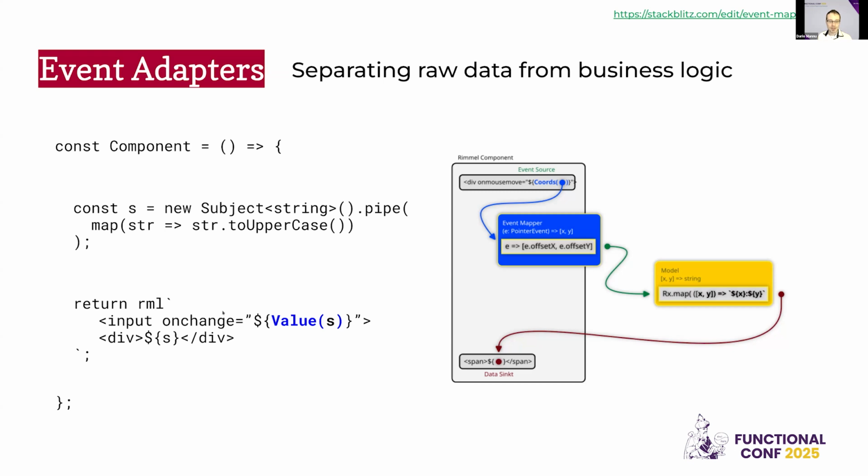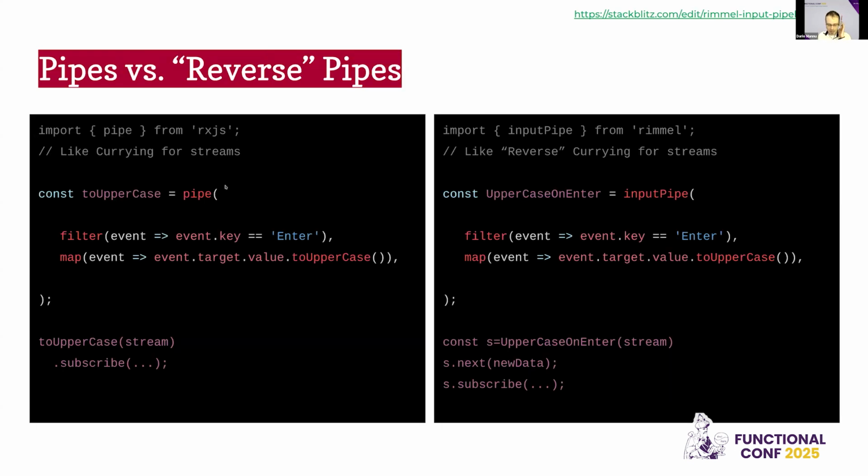On the onChange event, you emit the value of the input rather than an event object. So this is your observable stream, right? It is a stream of strings. It takes strings and doesn't care where they come from, right? So it's a very neat separation of concerns, and plenty of these adapters can make life really useful. The other interesting pattern that emerged is pipes versus reverse pipes.